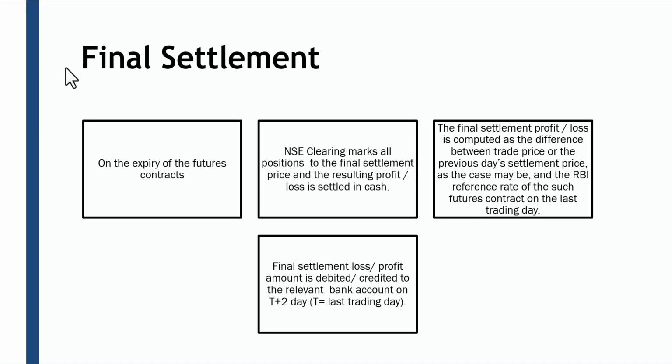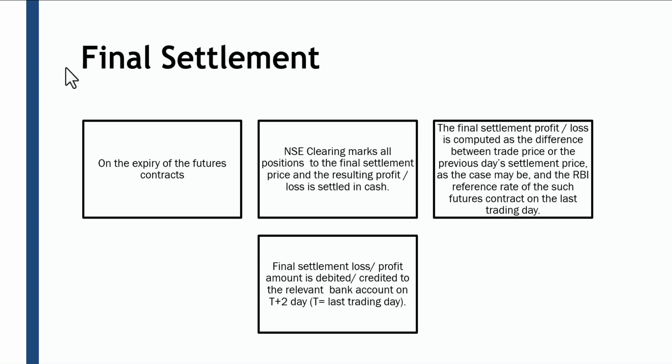See, mark to market settlement is happening every day. So for all other days, it is the future price of the day before versus the future price today. So it is future versus future. But on the last day, it will be the RBI rate versus the last future price. So every day settlement is happening. RBI is giving a rate every day, but that is not considered. The RBI rate on the expiry date will be considered for the final settlement.